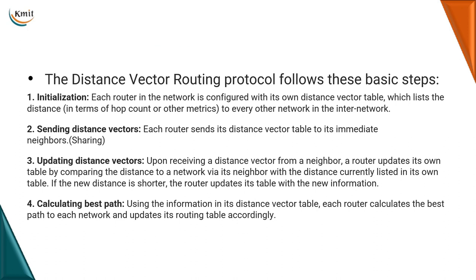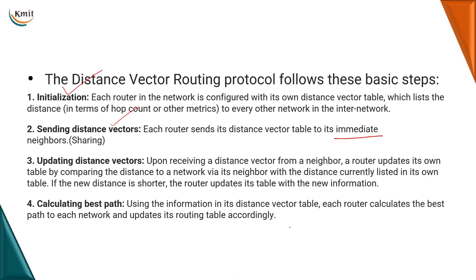Let us now learn the basic steps in the distance vector routing algorithm. The first step is initialization. In initialization, every node or router in the network will configure its own routing table by maintaining the distances from itself to its neighbors. The second step is, after you initialize or configure your distance vectors, we share these distance vectors with our immediate neighbors.